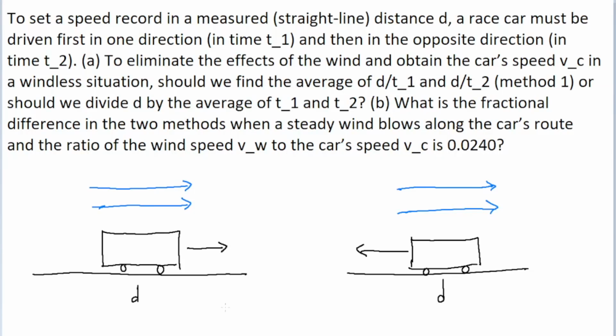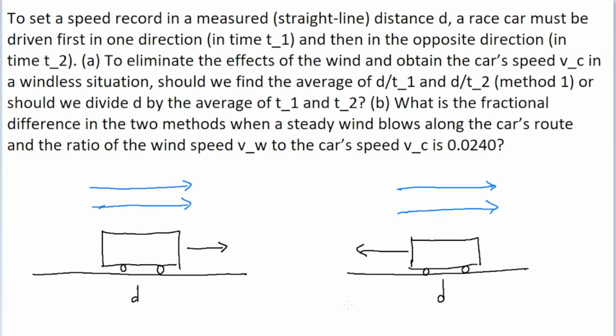In this problem, we have an interesting situation where we have a race car that we're trying to measure the speed of, and we're measuring its speed by sending it one direction down a distance d, and then sending it back down the other way, the other direction across the same distance. And the car will be timed both times.